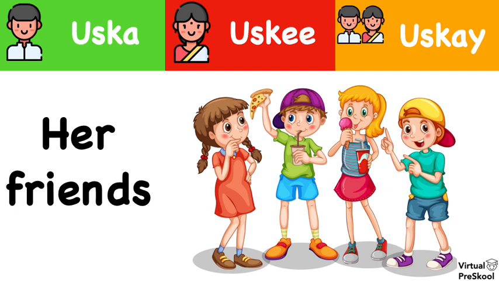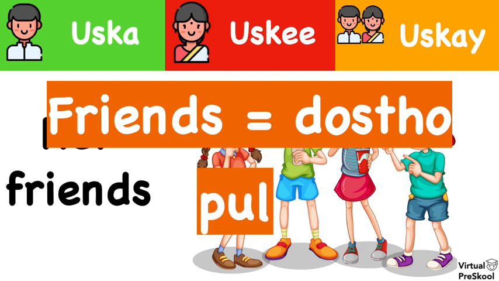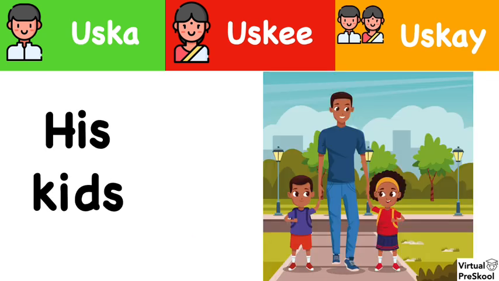Her friends, uska, uskee, or uske. This is the example we talked about earlier. It's a group of female and male. So what would we have here? Uska, uskee, or uske? And friends are doston. Dost is one friend. Doston is a way to say more than one friend. So what would it be? Uske.